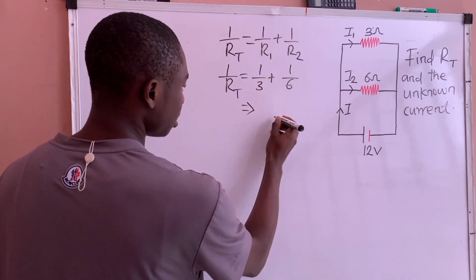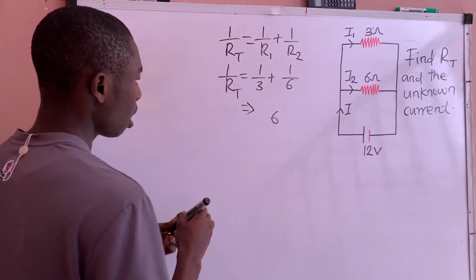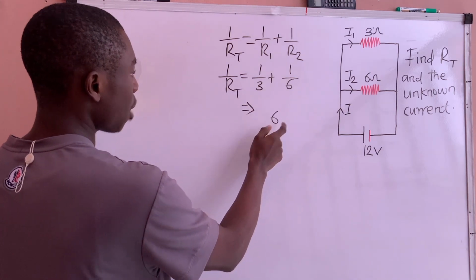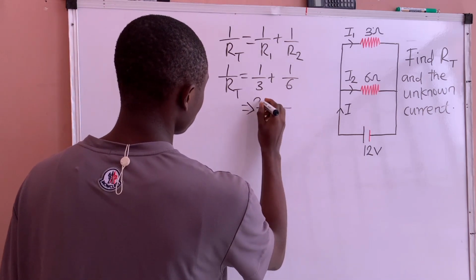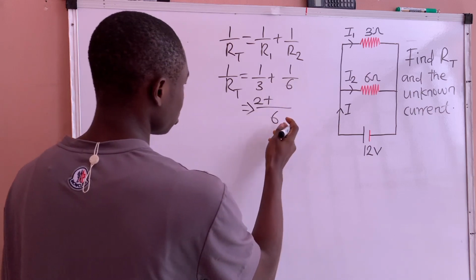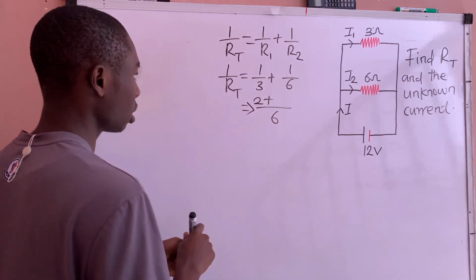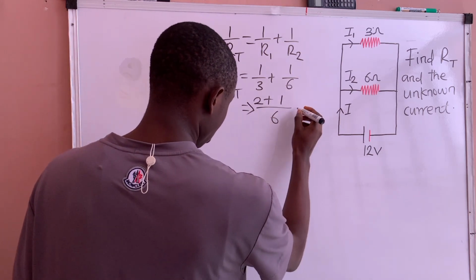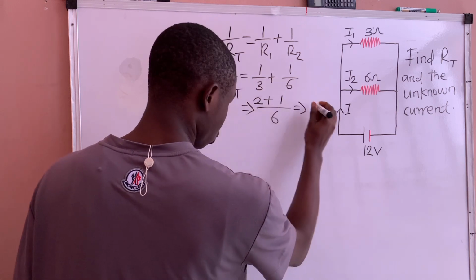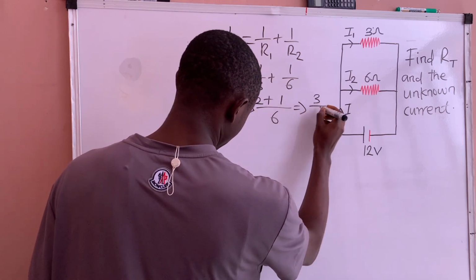The LCM here is 6, and 3 will go into 6 two times. 2 times 1 gives us 2. Plus 6 will go into 6 one time, and 1 times 1 gives us 1. So now we have 2 plus 1 is 3, divided by 6.